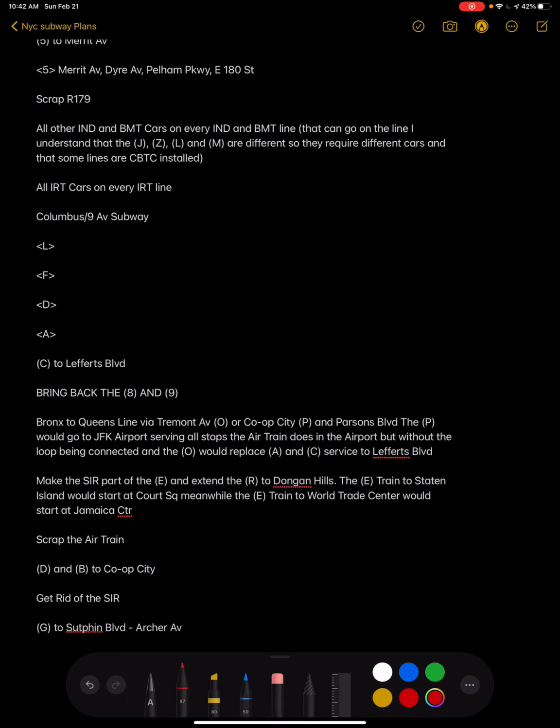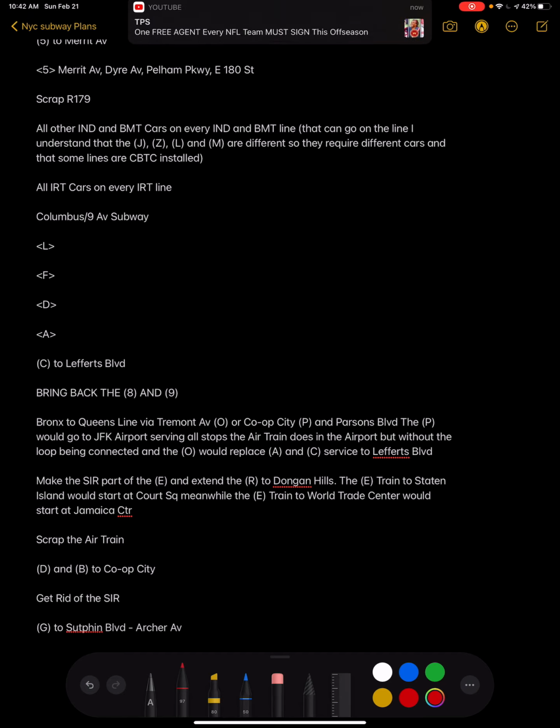And then the R would go to Dongan Hills, which means that it would be extended to Fort Wadsworth Shore Acres, which would be in Fort Wadsworth Park. And then it would go over to Grasmere, then Old Town, and then it would terminate at Dongan Hills.